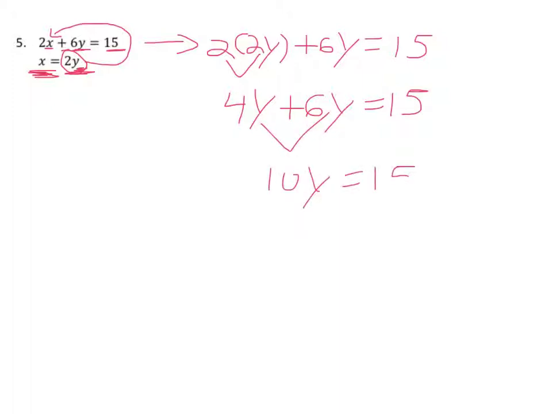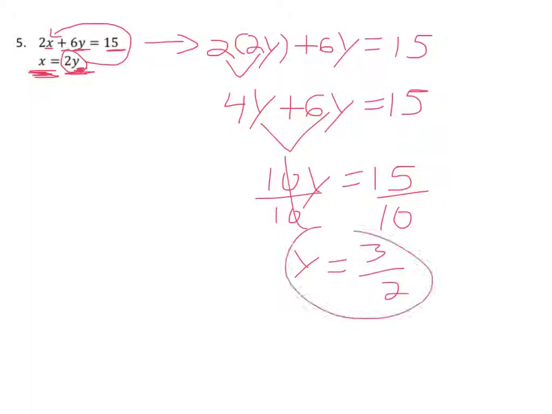We're just going to get another ugly fraction here. I divide by 10 on both sides. 10 does not go into 15, but that reduces to 3/2. Now to get the x, I want to plug in this y value. Again, I could plug it into this y or that. It's going to be much easier to do this because x is by itself.